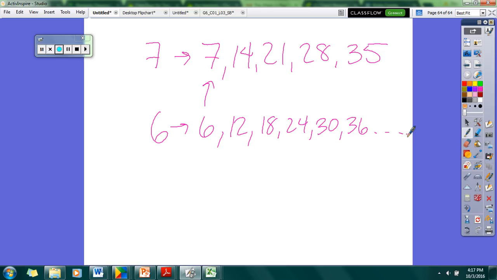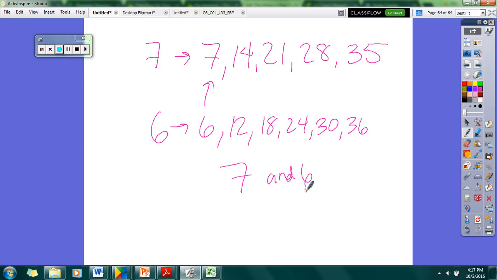So when I find the least common multiple of two numbers, I'm looking for the smallest multiple that two numbers share. Okay, so let's do a couple examples to see if we can figure this out. So the first example would be this list. So let's find the least common multiple of 7 and 6.